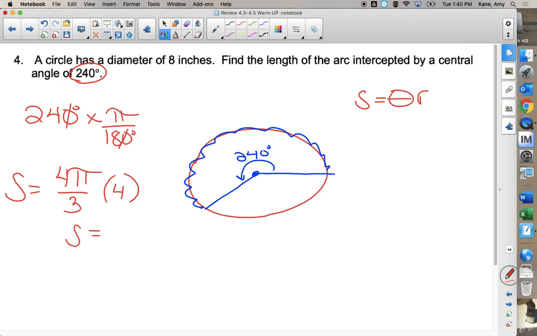So Connor, 4 pi over 3 times 4. 755. And that's inches. Nice job. Any questions?